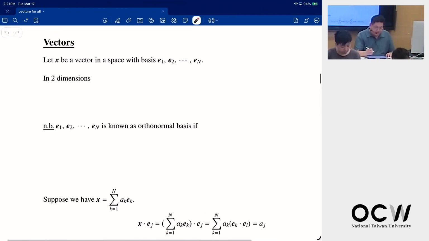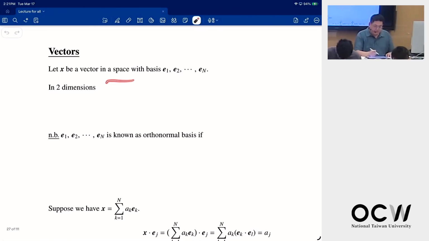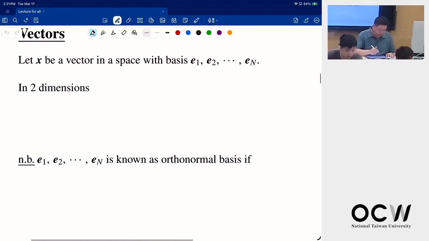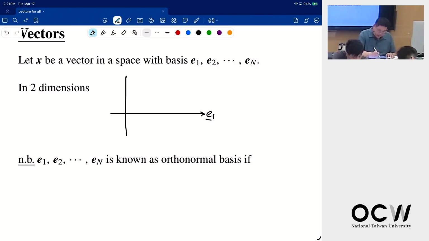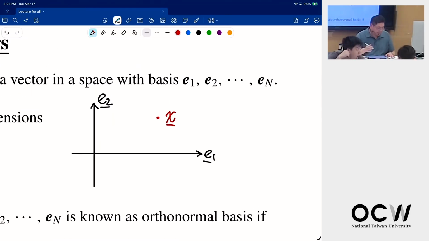For vectors, let x be a vector in the space, and we have a basis. With a basis in 2 dimensions, it's like basis E1 and E2. Suppose I have a vector x here. So x can be expressed as a linear combination of the bases. That is A1 E1 plus A2 E2.